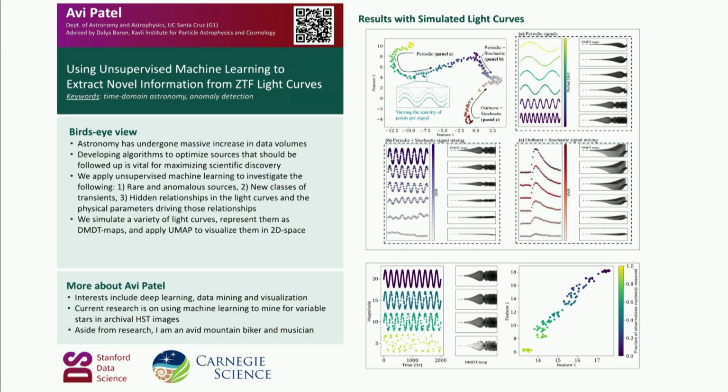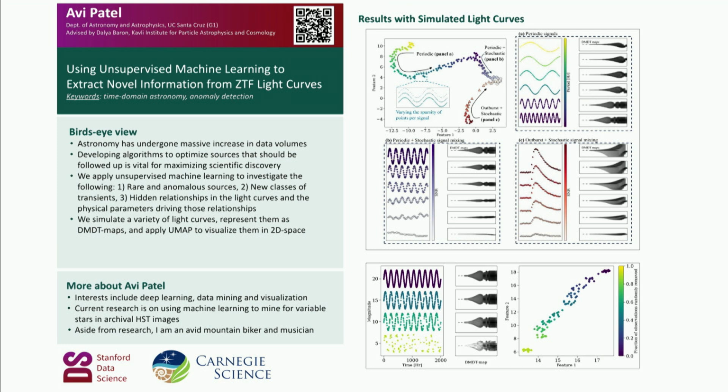So this is work that I did as an undergrad at Caltech, where we aimed to develop a framework for finding anomalous sources in ZTF light curves. The general workflow is that we simulated a variety of light curves of different shapes and also noise properties. We extracted a set of features, shown by those DMDT maps there, and then applied UMAP to visualize our light curves as points in 2D feature space.